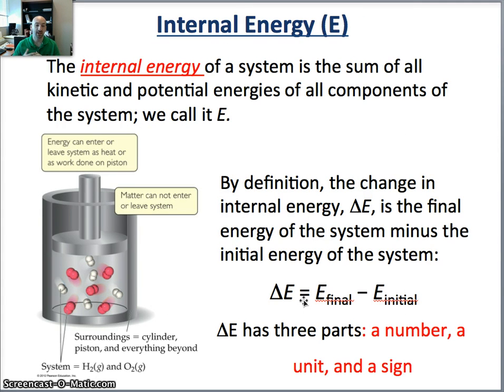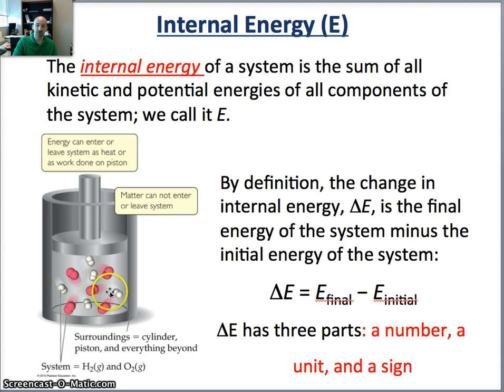So in order for us to really analyze the energy changes that we want to understand in different chemical systems, we look at what's defined as the internal energy. And so internal energy is just the sum of all kinetic and potential energies of all components of the system. So we call it capital E. All right. So by definition, the change in internal energy, delta E, shown here, is just the final energy of the system, E final minus E initial.